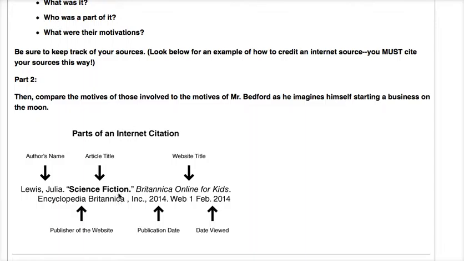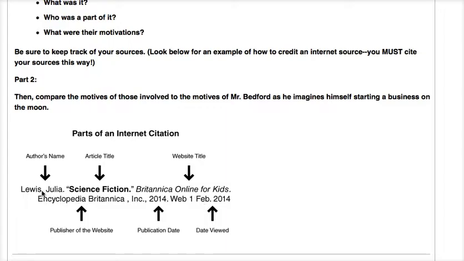Then you're going to write your article title. Okay, see how they wrote it in quotation marks there? Then the website title, like they went to Britannica Online for Kids, and see how they did it in italics there? And then they put the publisher of the website, the publication date, and they wrote the web, meaning that they accessed it on the web. And this is the date you accessed it. Obviously, you didn't access it on the 1st of February 2014, but you do need to write at the end the date you accessed your information.